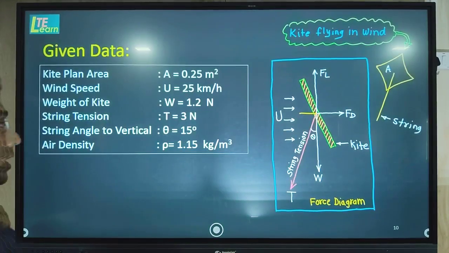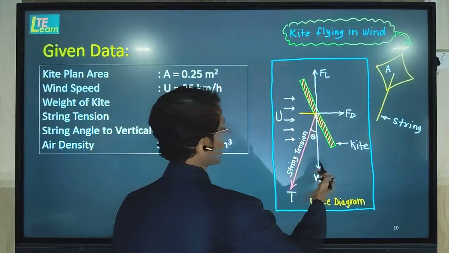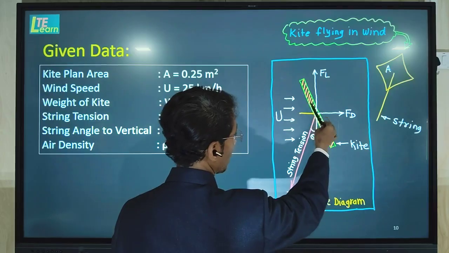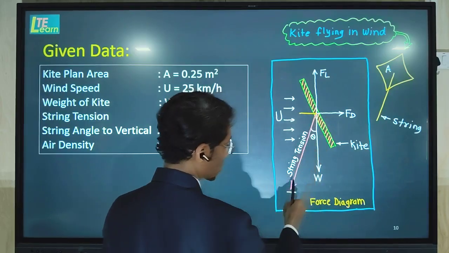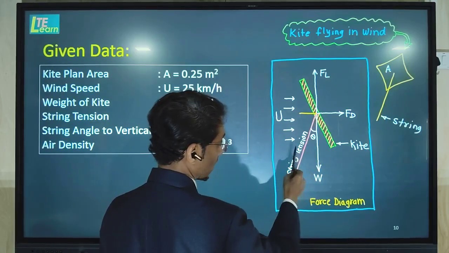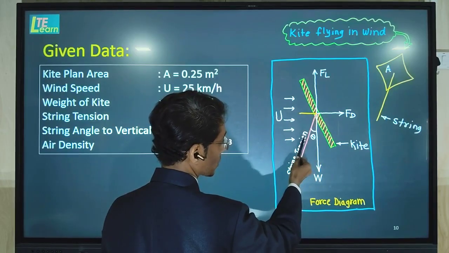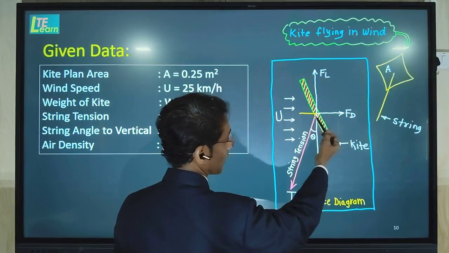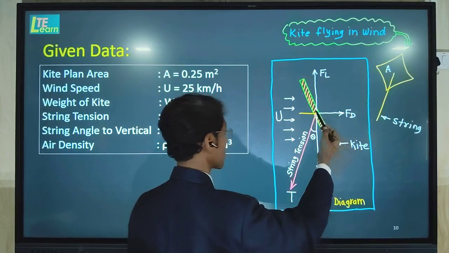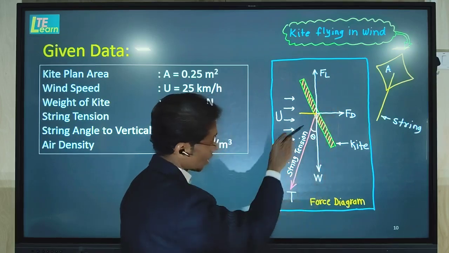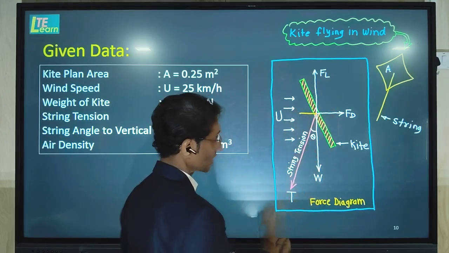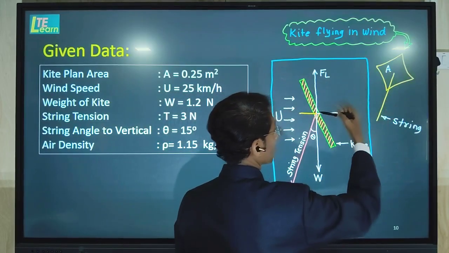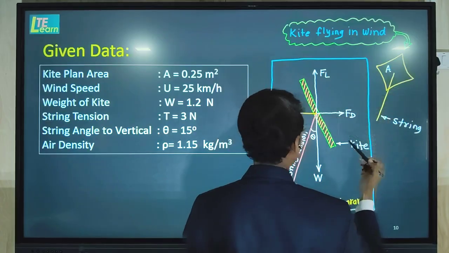So the said situation is shown here with the help of a diagram. Here this is a kite which is in the air in inclined fashion. This is a string tension line. Angle made by this string tension line with vertical is theta. On the kite, application of force Fd, that is horizontal force, Fl, that is vertical force, weight, which is acting in a downward direction, that is W. And this is a speed, U. Area of this kite, that is projected area, A.